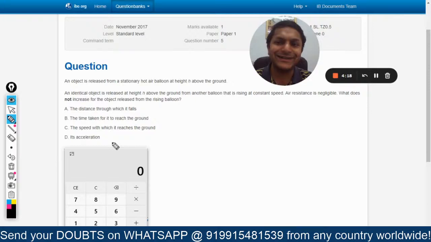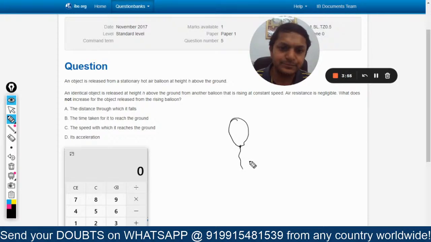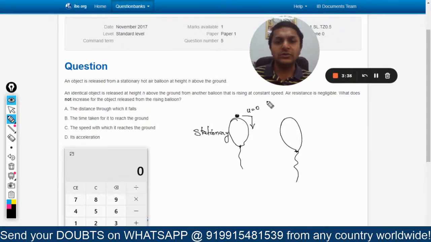Okay, so out of the following options like A, B, C, D, which is the physical quantity which is basically same in both of the cases, which does not increase or might be decrease also? But anyways, let us see. To be very clear about the question, there are two balloons now. Let us say there is a stone here, and this is a stationary balloon, and it is dropped from this. So obviously the initial velocity here will be equal to 0.